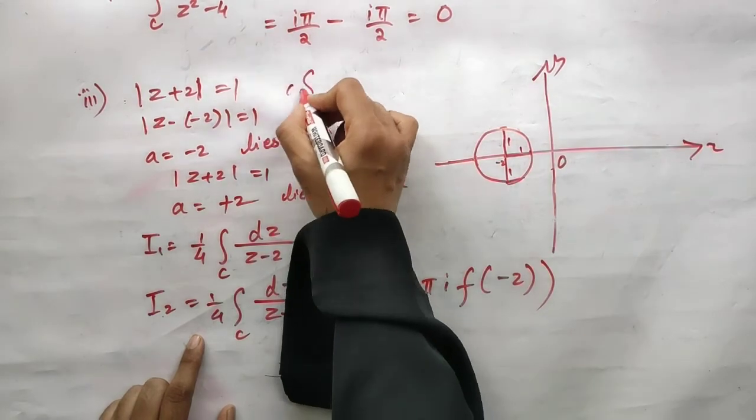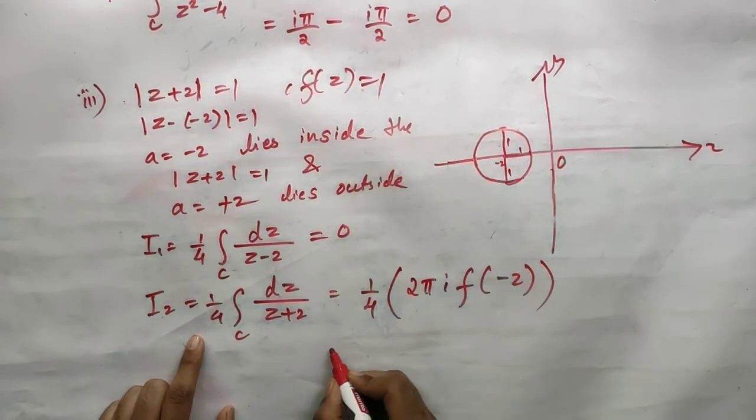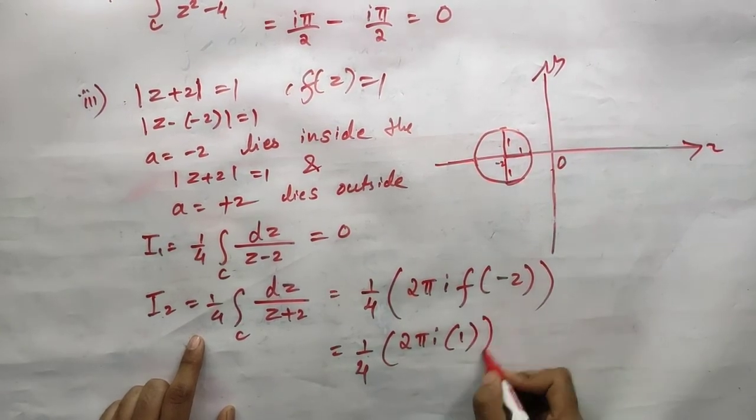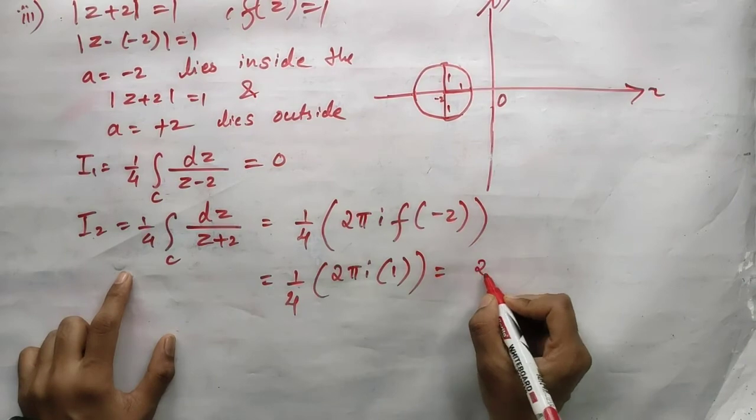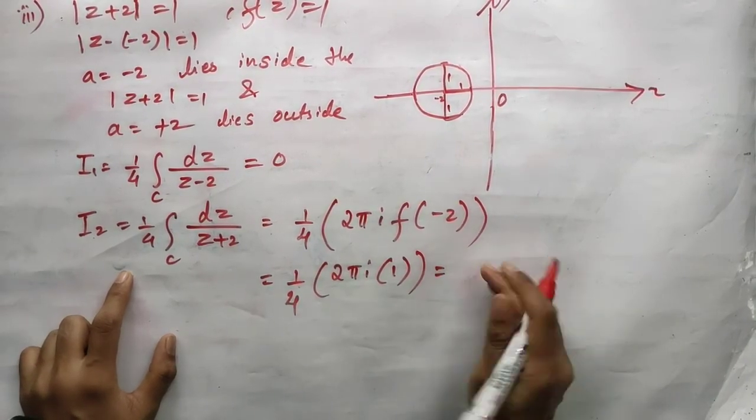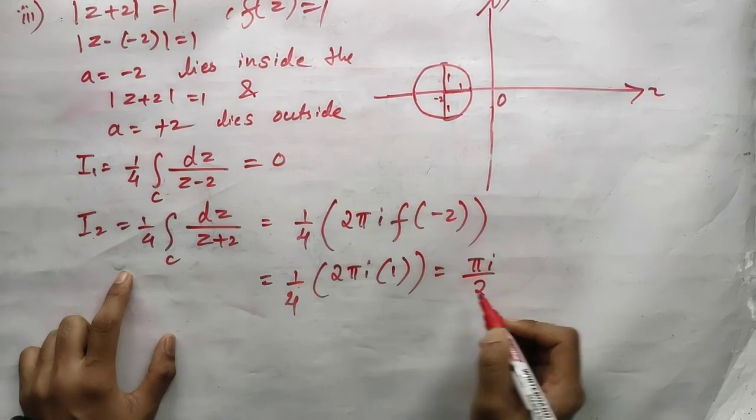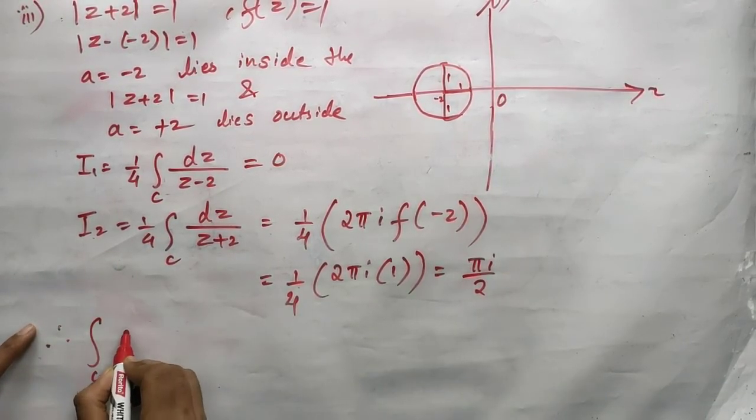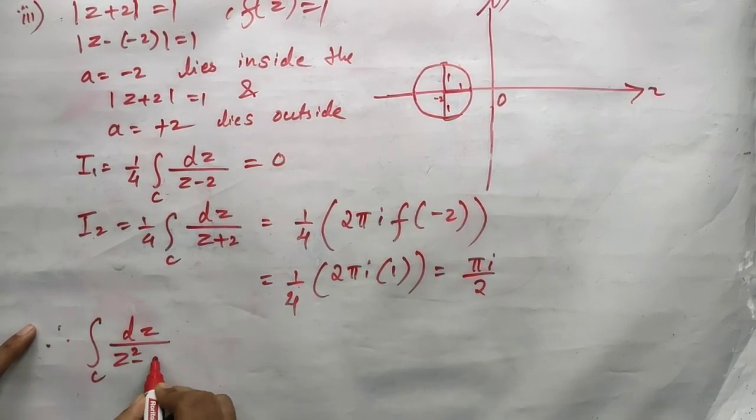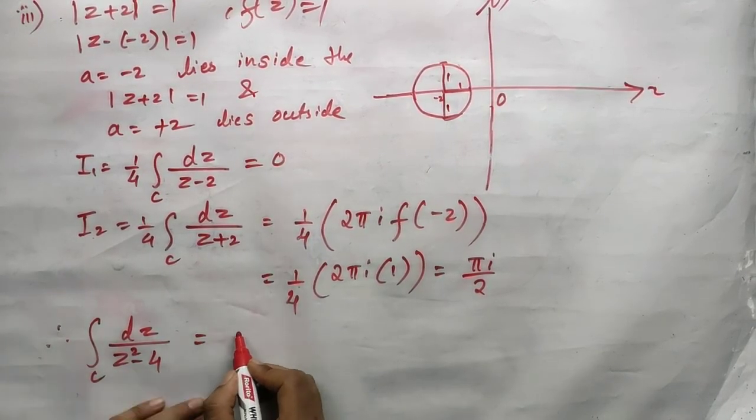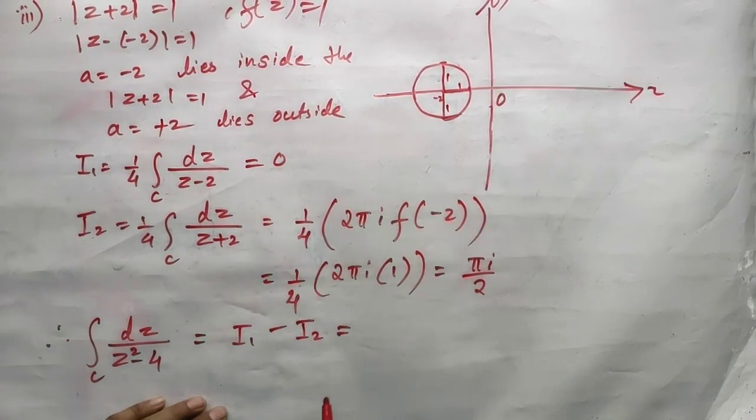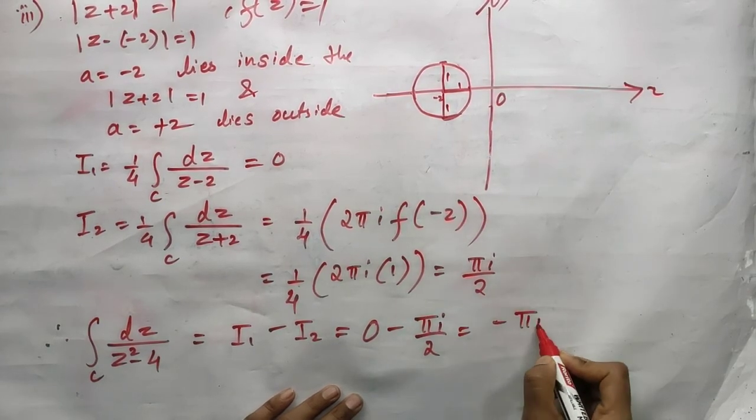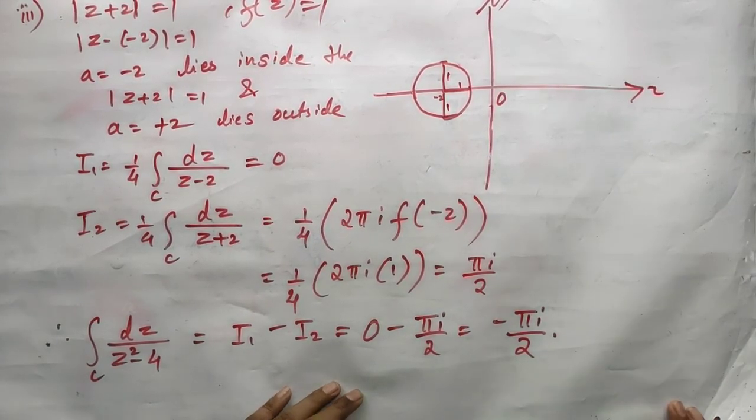Again, since f of z is equal to 1, this is into 1, and you get pi I by 2. I2 you are getting pi I by 2, and the first part is 0. Therefore, integration of the curve C dz divided by z square minus 4 is equal to I1 minus I2. So I1 is 0 minus pi I by 2, and the final answer is minus pi I by 2. Hence the complete solution for this problem.